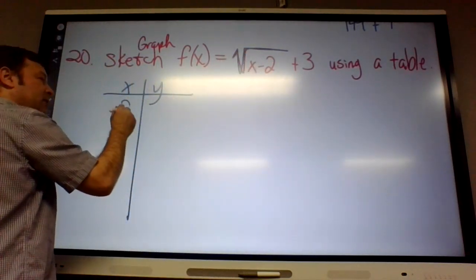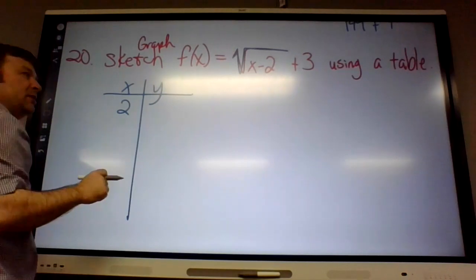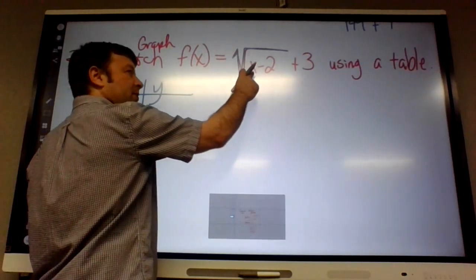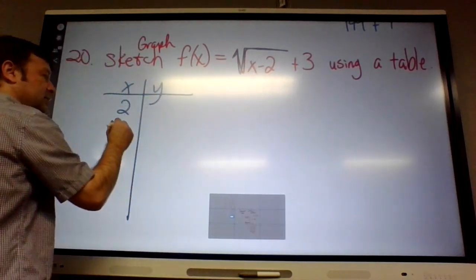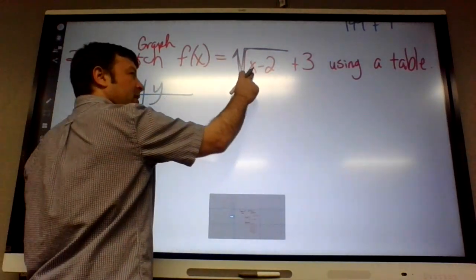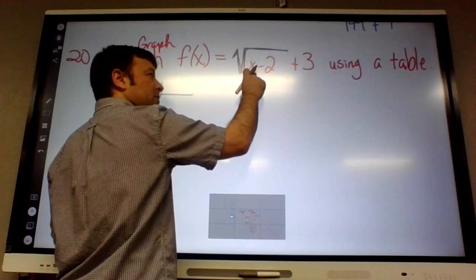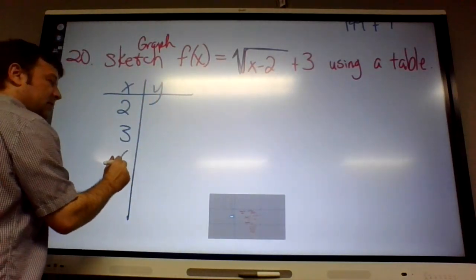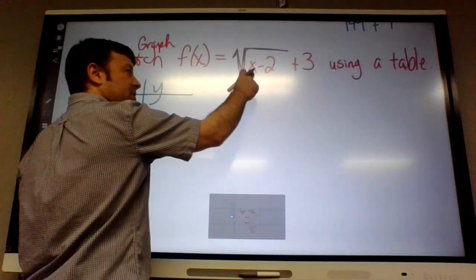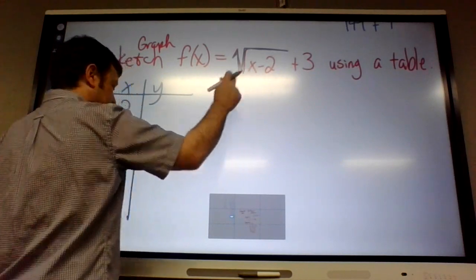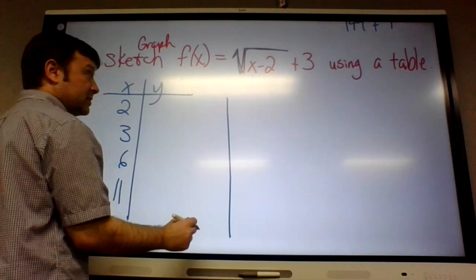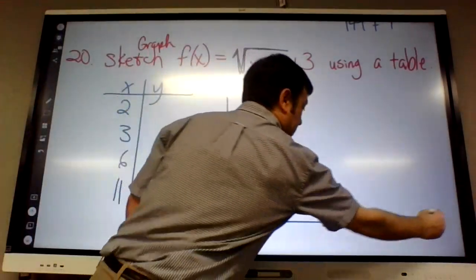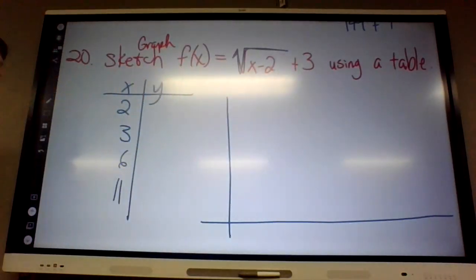So anyway, I'm going to use 2 for an x value. What x value can I plug in right here to make this equal to 1? 3. What x value could I plug right here to make this equal to 4? 6. And what could I use to make this equal to 9? 11. Okay, so what that kind of tells us is that the graph is gonna be really kind of far to the right.